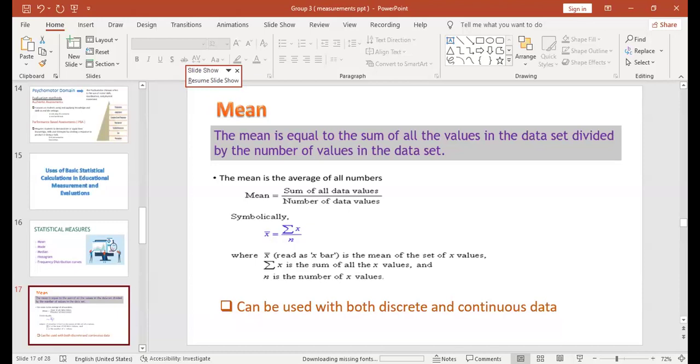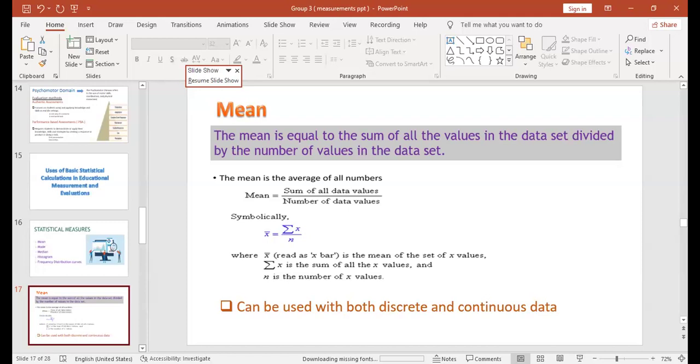Uses of mean. It will result in an average value. For example, if we have to find the average age of the students of a class, we have to add the ages of the individual students present and divide the sum by the total number of students present in the class. It can be used with both discrete and continuous data.